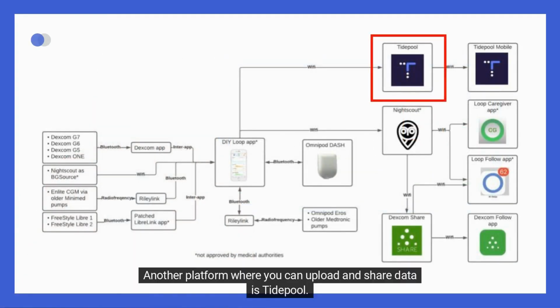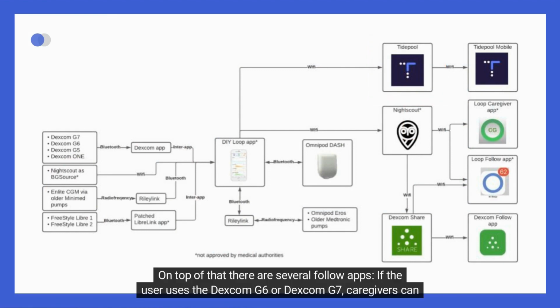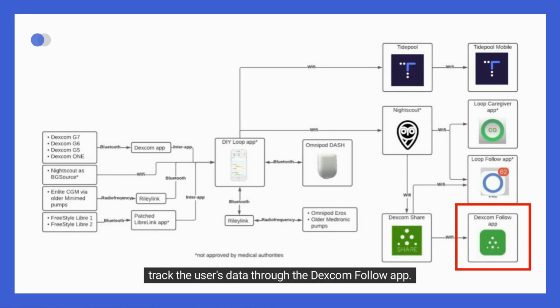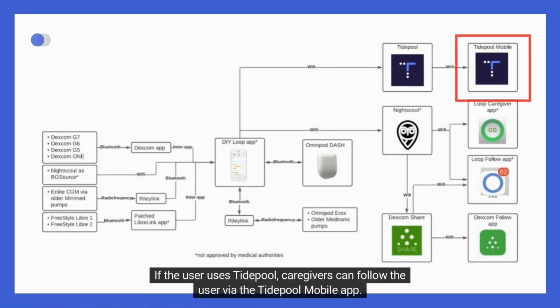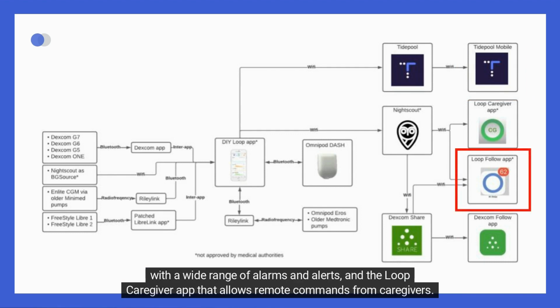Another platform where you can upload and share data is Tidepool. On top of that, there are several follow apps. If the user uses the Dexcom G6 or Dexcom G7, caregivers can track the user's data through the Dexcom Follow app. If the user uses Tidepool, caregivers can follow the user via the Tidepool mobile app. Additionally, there are 2 open-source apps that allow for remote monitoring. That is the Loop Follow app with a wide range of alarms and alerts, and the Loop Caregiver app that allows remote commands from caregivers.